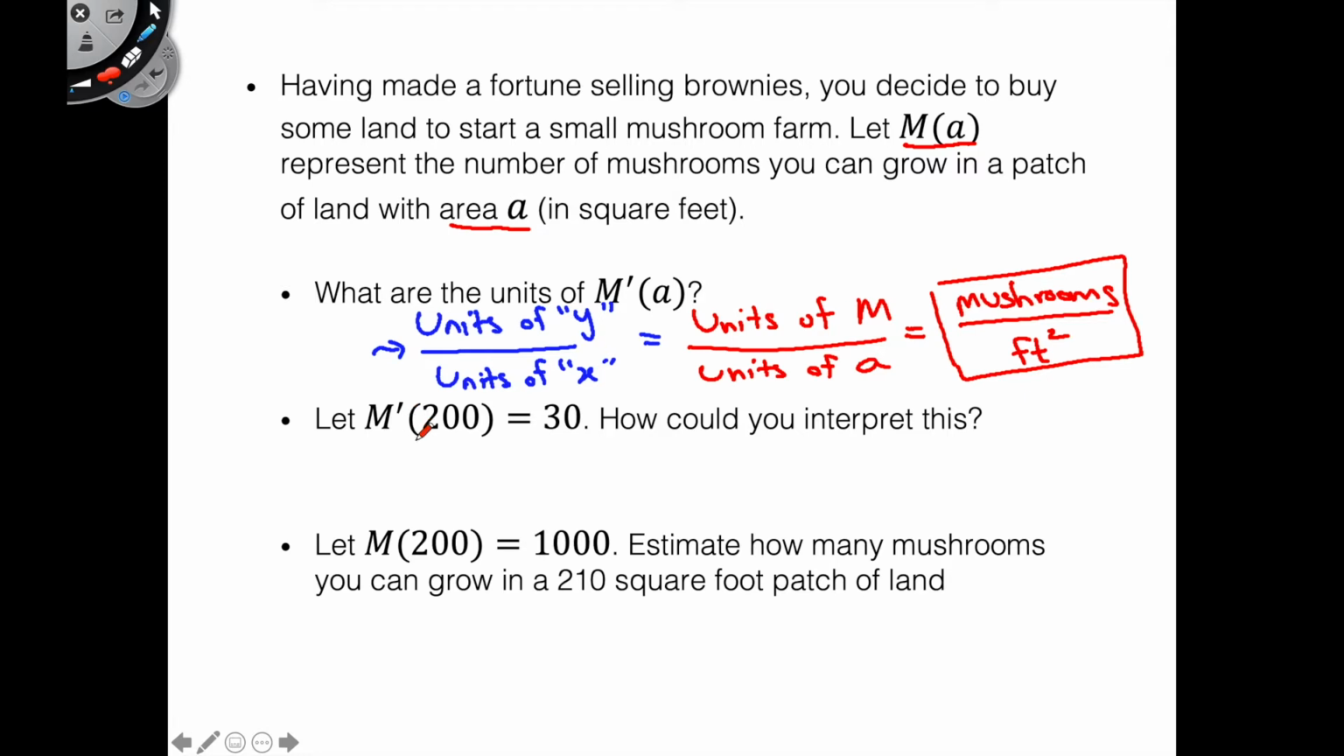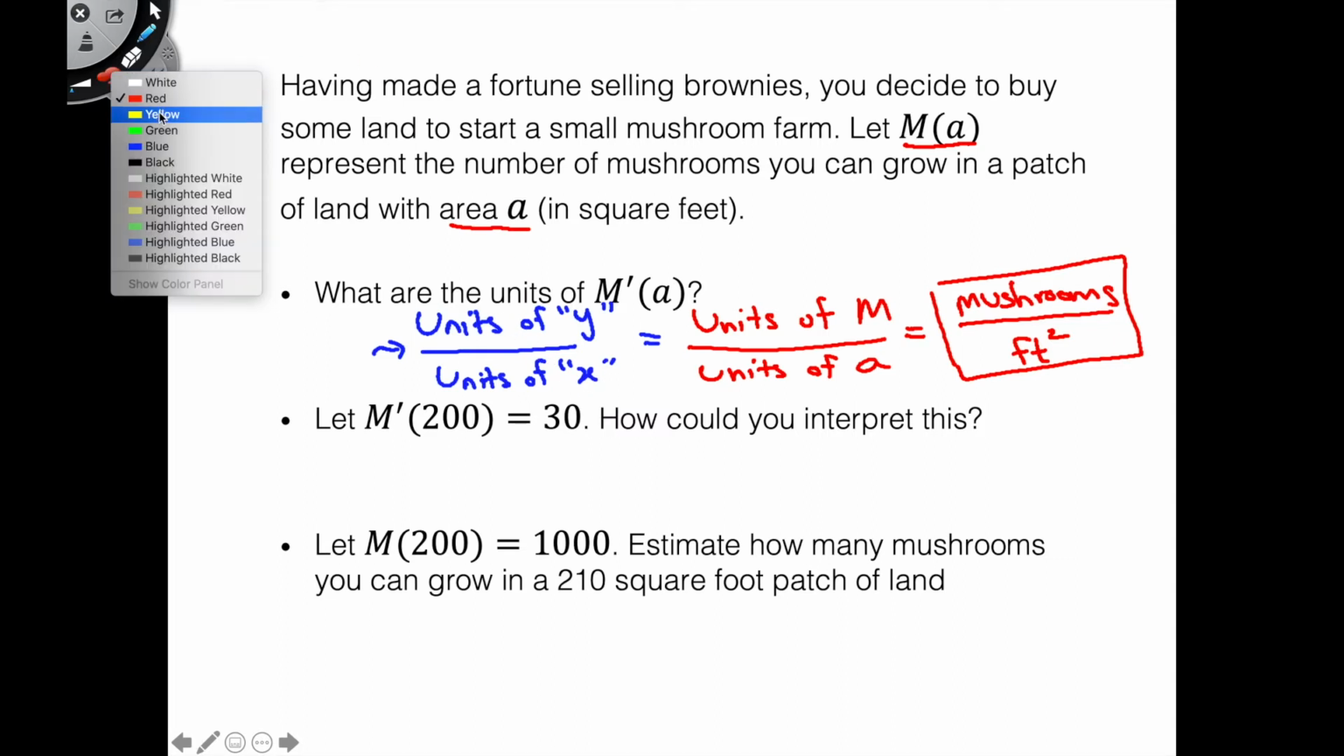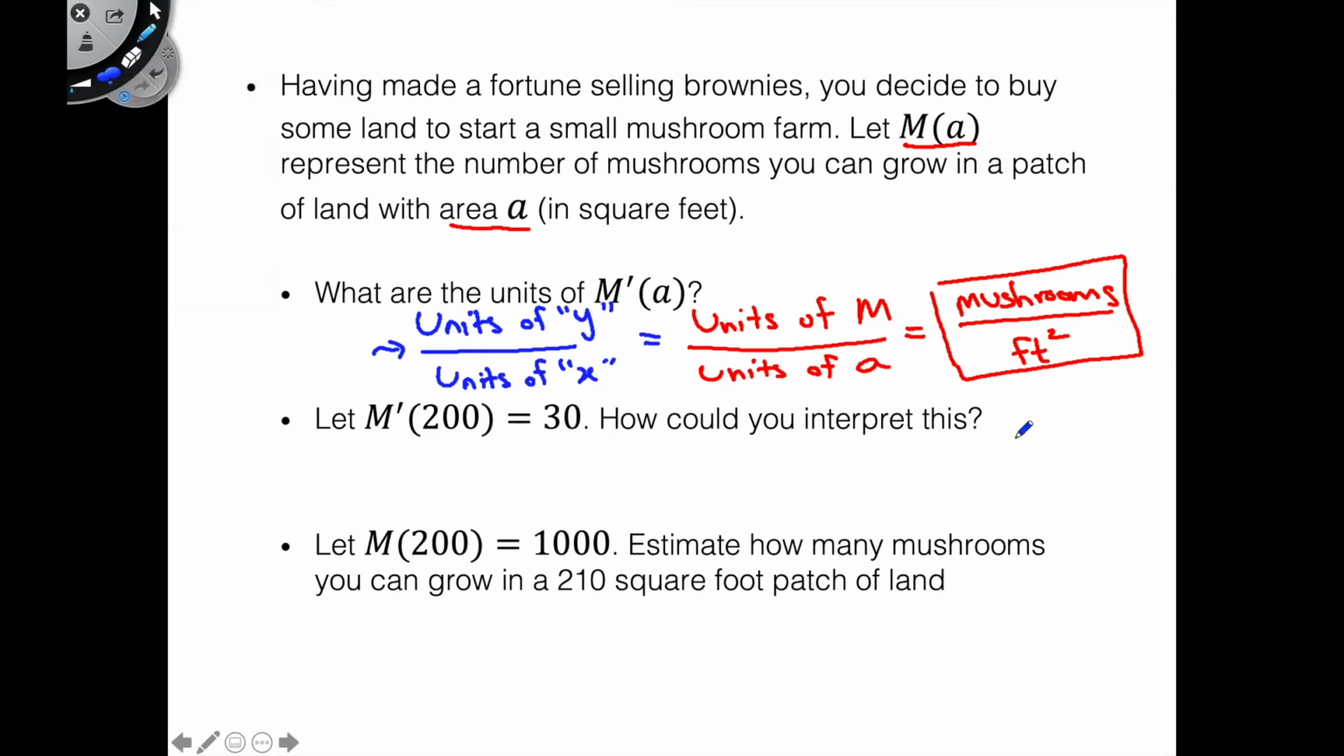Next part, again, very familiar kind of question. Let M prime of 200 equals 30. How could we interpret this? Well, once again, let's just start by talking about it in strictly calculus-like terms. So this is telling us that the instantaneous rate of change of M at A equals 200 is 30, right?